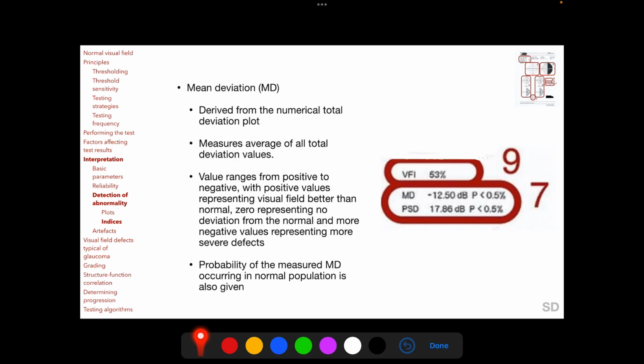The next index we have is the mean deviation, which is derived from the numerical total deviation plot, and it measures the average of all total deviation values across the visual field. The value of the mean deviation can vary from positive to negative, with positive values representing visual field better than normal, 0 representing no deviation from the normal, and more negative values representing more severe defects. Along with the value of the mean deviation, a p-value is given which represents the probability of the measured value of the mean deviation occurring in a normal age-adjusted population.